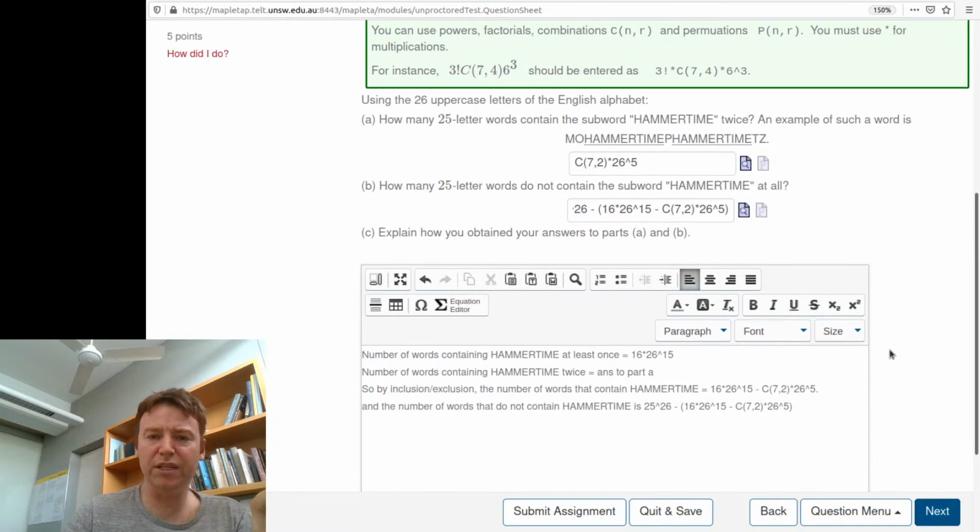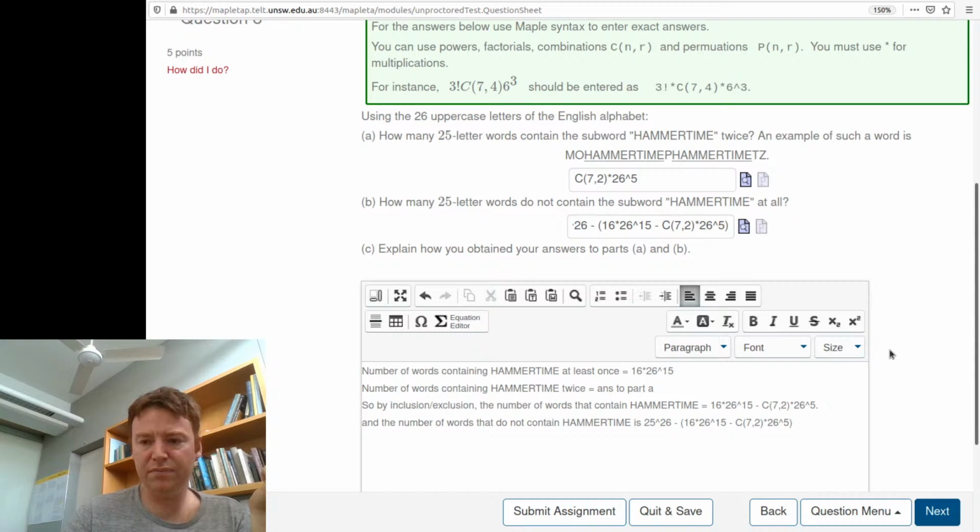Because I've just got one hammer time symbol. When you do 16, you're making it so that there is no other hammer time. No, I'm using.